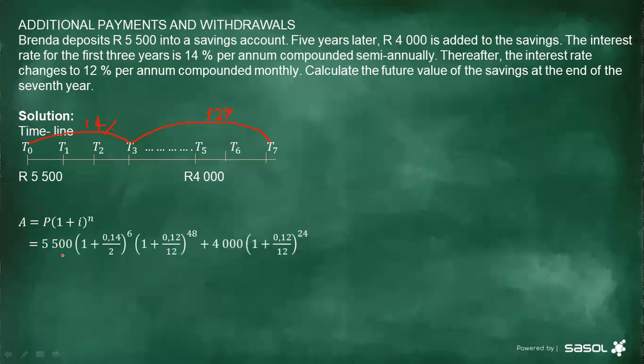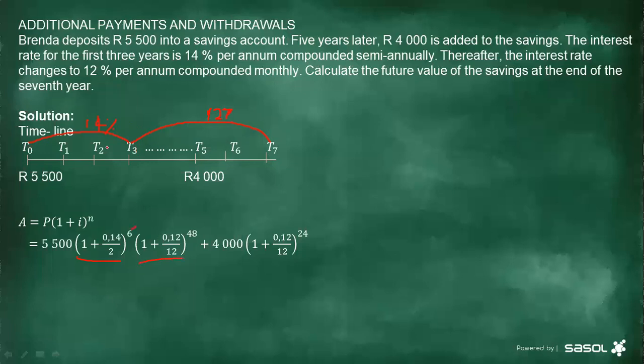P is the initial amount deposited, which is 5,500. The first bracket is from T0 to T3. The interest rate is 0.14 over 2. Why 2? Because it's compounded semi-annually. And from T0 to T3 is how many years? 3 years. 3 times 2 is 6.